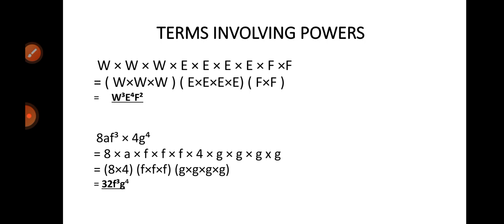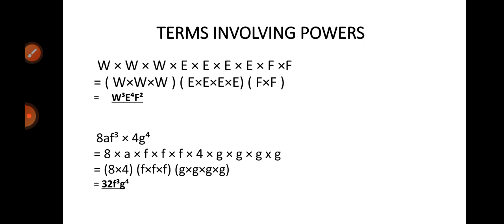We also talked about terms involving powers. We have w times w times w times e times e times e times e times f times f. That means we have 3 w's, we'll put them in brackets, times 4 e's, in brackets, times 2 f's, in brackets. This will become w to the power of 3, which means we have 3 w's, e to the power of 4 means we have 4 e's, and f to the power of 2 means we have 2 f's. That is our final answer for this aspect.